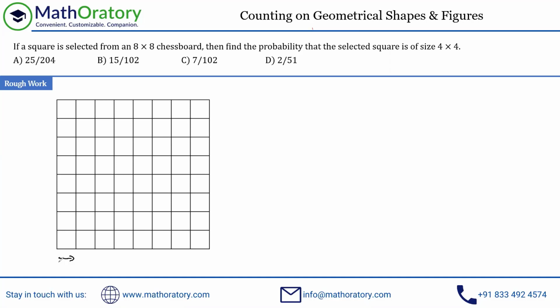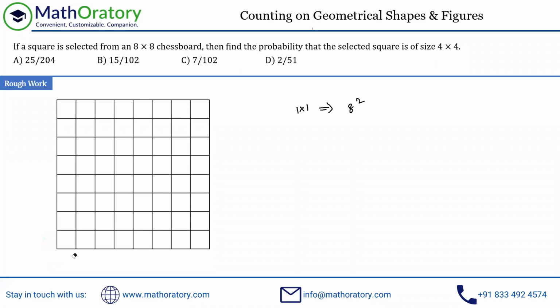So consider the 1 cross 1 unit squares. If you consider 1 cross 1 unit, there are 8 in a row. And similarly, there are 8 in a column as well. So the 1 cross 1 unit squares are a total of 8 into 8, 64 squares, 8 in a row, 8 in a column, right?